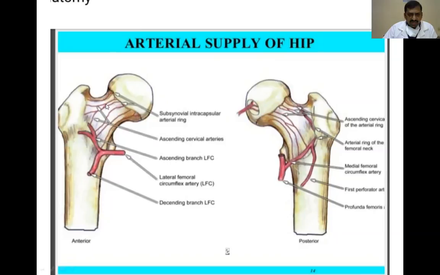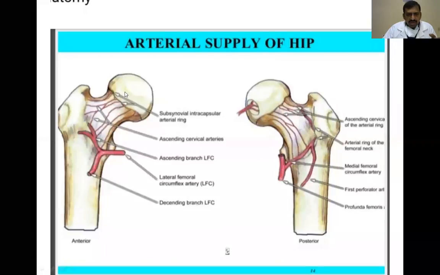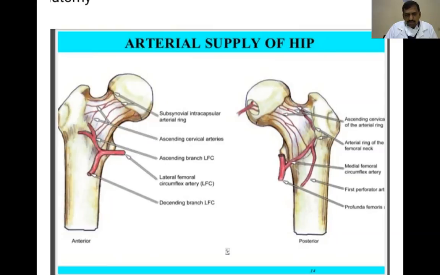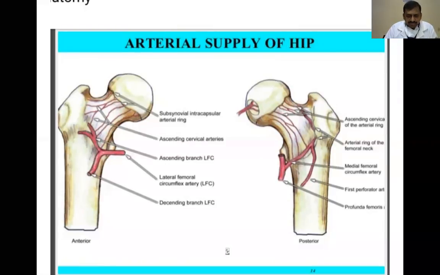Suppose the fracture of the neck of the femur is at this level, it may cause damage to the blood vessels which are supplying the intracapsular part of the head and neck of the femur, and it may lead to avascular necrosis. Avascular necrosis is also one of the complications of the neck of the femur fracture. On that occasion, we have to go for excision of the head of the femur and implantation of an artificial head, that is the prosthesis. That is also one of the most important things related to the arterial supply of the hip joint.